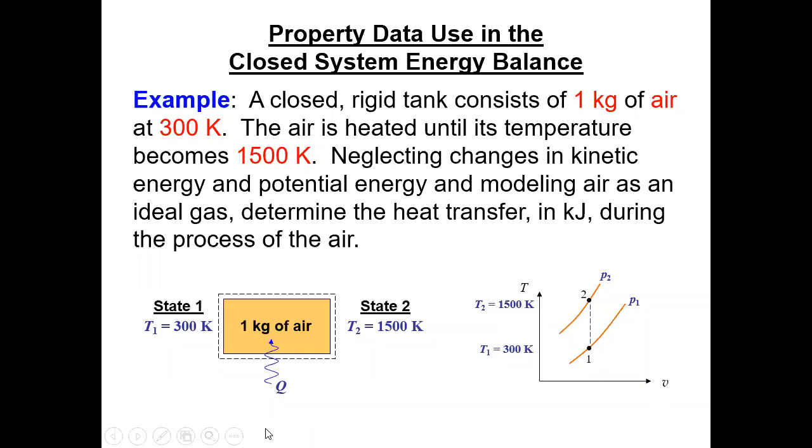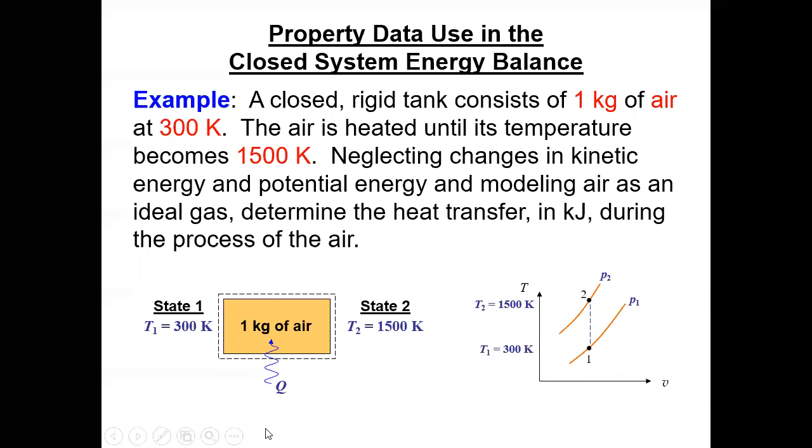A diagram is always good. We can do a T-v diagram. You can do different diagrams, depending on what you know. But we know the mass is constant and the volume is constant, so the specific volume has to be constant. So it's straight up and down.